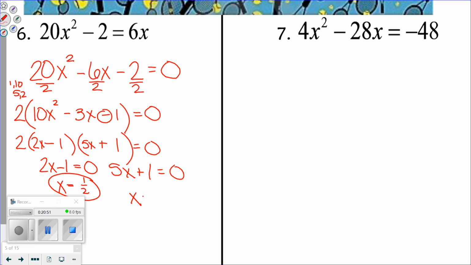And this one? Negative half? It is not negative. The previous one, you'd have to add 1 to both sides to make it positive. What about this one? Negative 1/5. Your first step would be to subtract the 1 and then divide by 5. Again, if that's throwing you, sorry, sometimes I'm lazier than I should be. Subtract 1, so 5x equals negative 1, divide by 5, so negative 1/5.